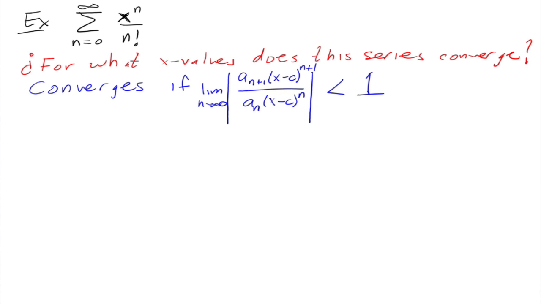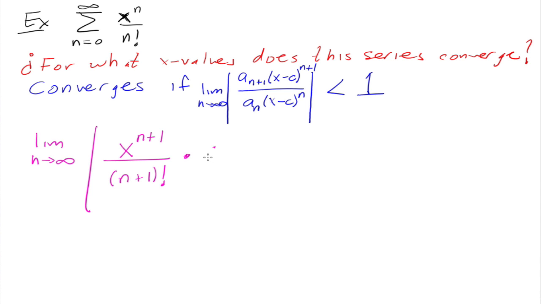So, this is in general. For us, we're going to do the limit as n goes to infinity of the absolute value. So what is it going to look like, if I'm using my series here? It's going to be x to the n plus 1 over n plus 1 factorial, times x minus c to the n plus 1 over, well, what is c in this example? 0. c is 0, right?